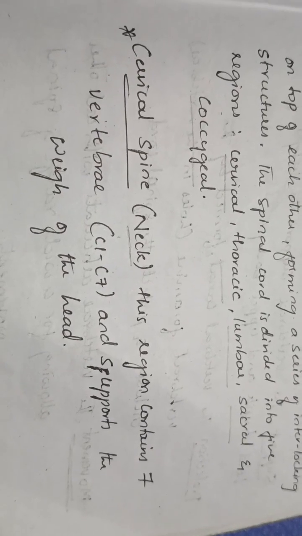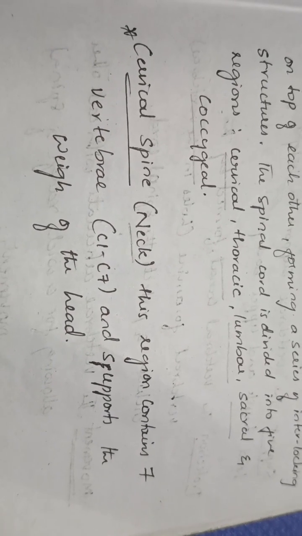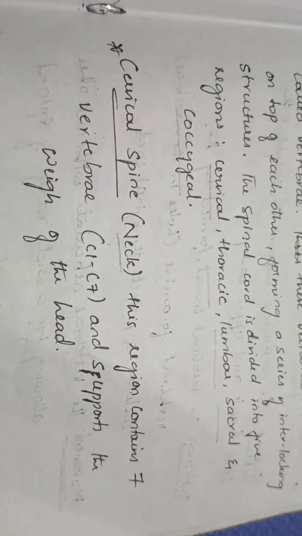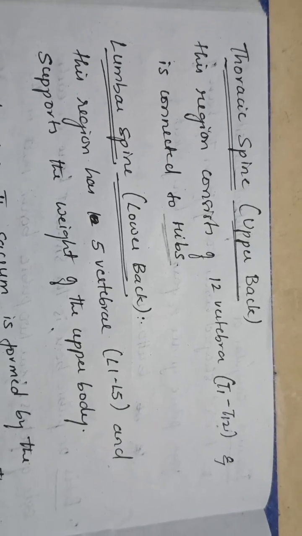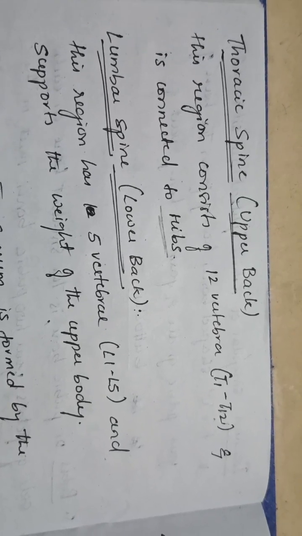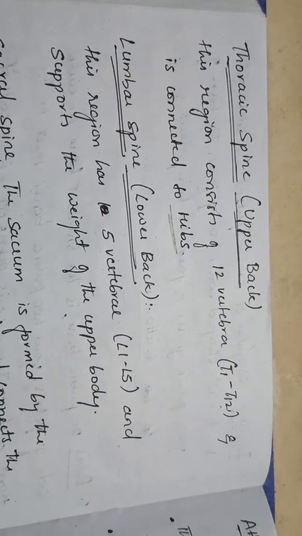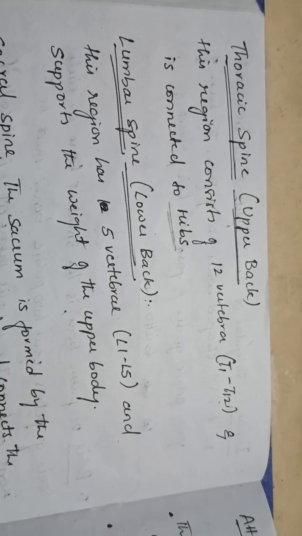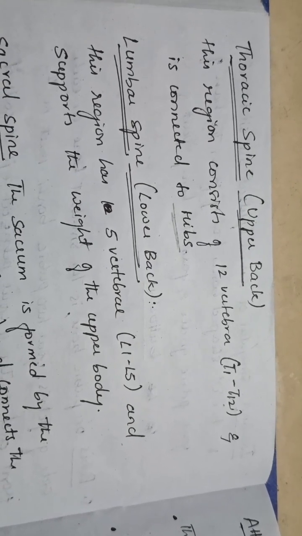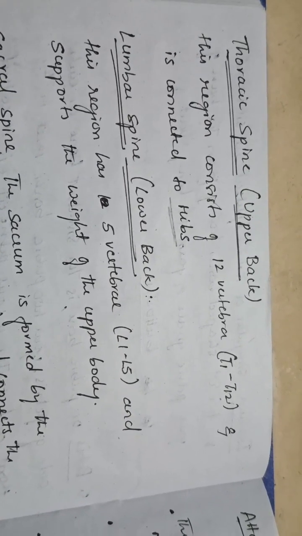Cervical spine, neck: this region contains 7 vertebrae and supports the weight of the head. Thoracic spine, upper back: this region consists of 12 vertebrae and is connected to ribs. Lumbar spine, lower back: this region has 5 vertebrae and supports the weight of the upper body.